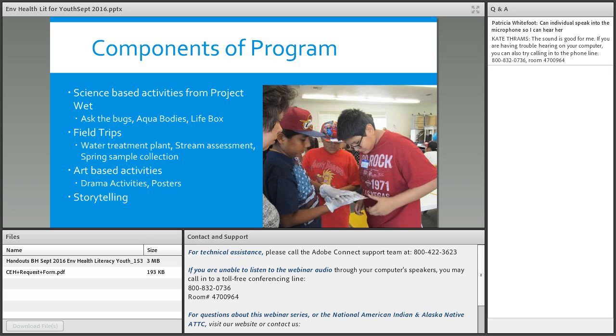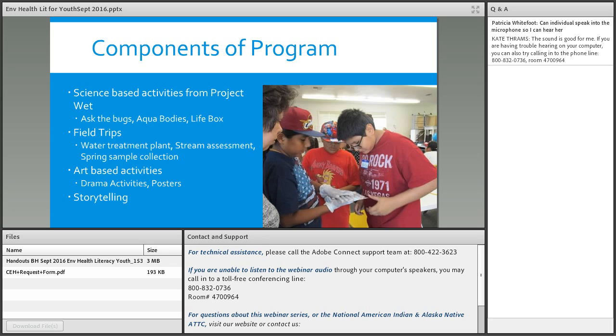So the components of the program include these science-based activities related to the functional literacy. We did different ones called Ask the Bugs, Aqua Bodies, and Life Box, which I'll talk about in a minute. We also included field trips in the summer program. We did a field trip to the water treatment plant. We went to the river that was close by. We also went to two local springs to sample the water and to learn about water quality.